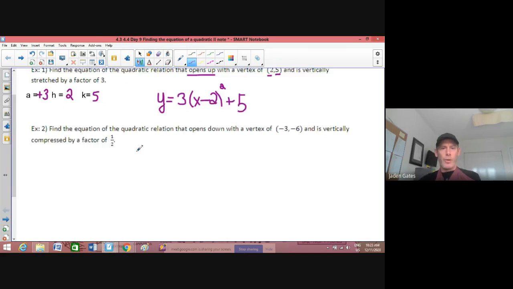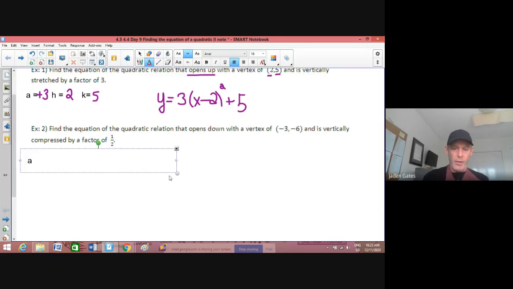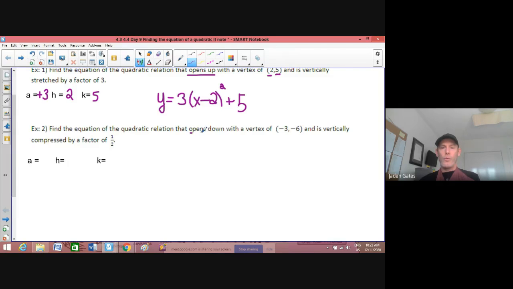All right, I'm going to try another one of those. So again, got to have my letters here first. So I need my A value, H, and your K. All right, so let's see here. Find the equation of the quadratic relation that opens down. A value is negative. There we go. It has a vertex of negative 3, negative 6.